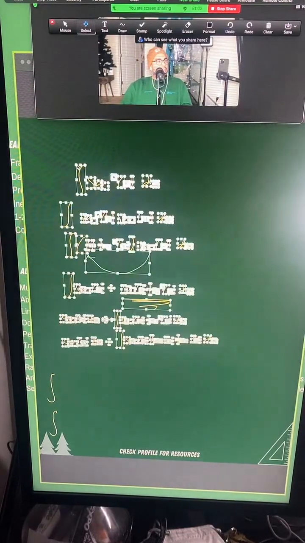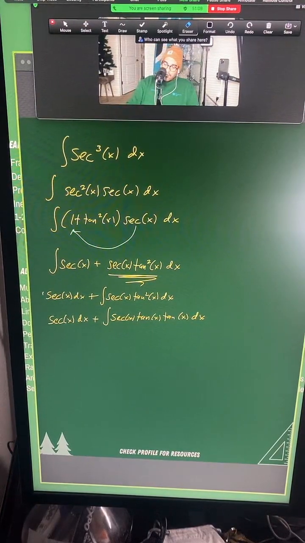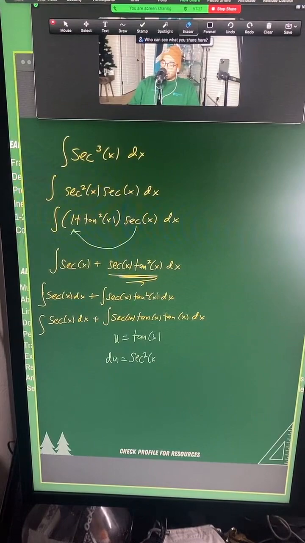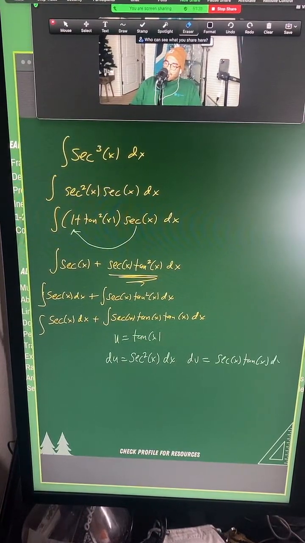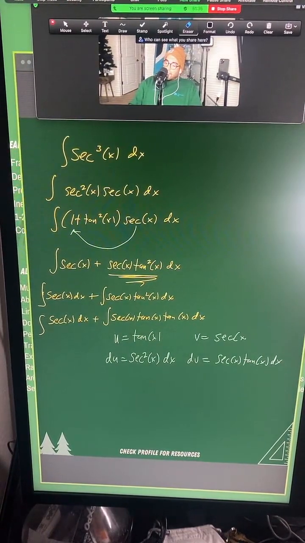Okay, so let me just make this smaller. Forget these integrals that I did. Let me just put that here. So, okay, let's see. u is equal to tan x. du is equal to secant squared x dx. And then dv is equal to secant x tan x dx. And then v is equal to secant x.